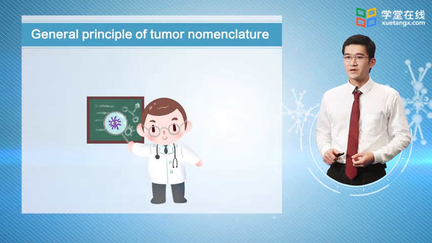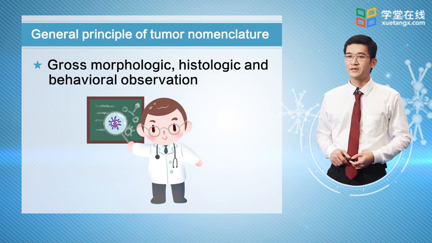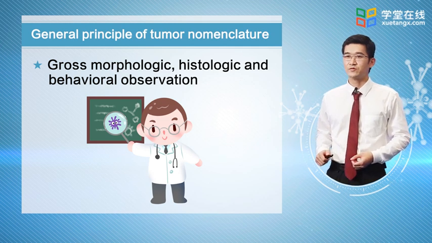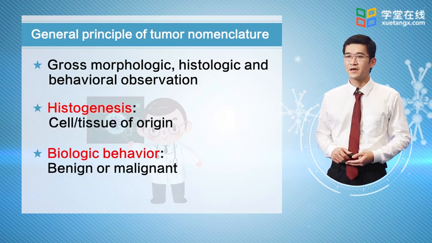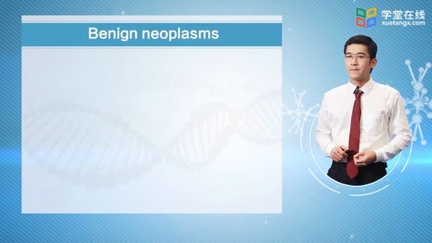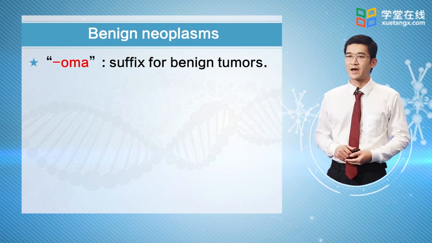The nomenclature and classification of tumors have developed from close morphologic, histologic, and behavioral observation. Ideally, the name given to a tumor should convey information about the cell of origin and the likely behavior. In general, benign neoplasms are designated by adding the suffix "oma" to the cell type from which the tumor arises.